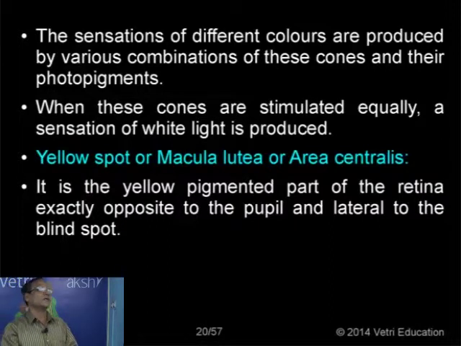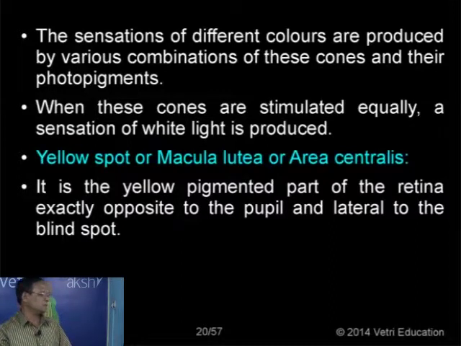When all these cones are stimulated equally, a sensation of white color is produced. A sensation of white color is produced only when all three pigments have been stimulated equally, that is, all three cones having the three different types of pigments. But it is not so in most cases. So normally different sensations are produced because of the different combinations of cones.